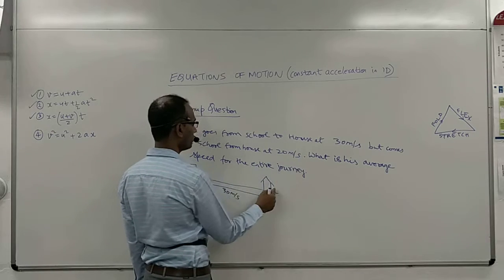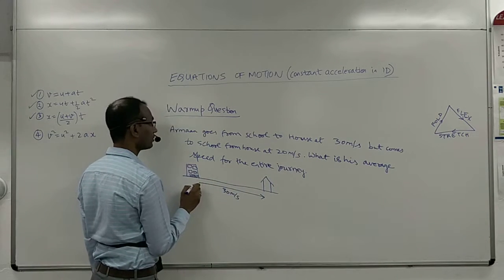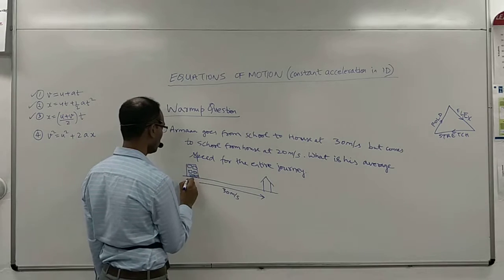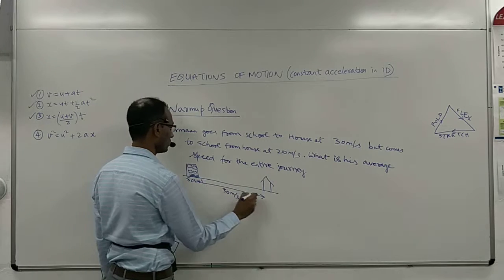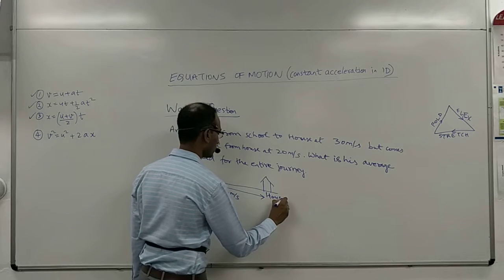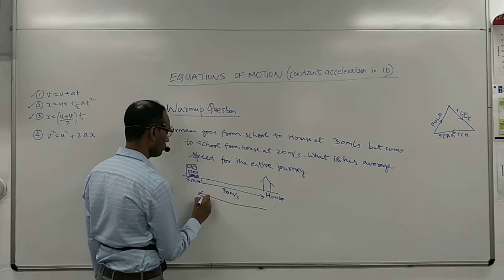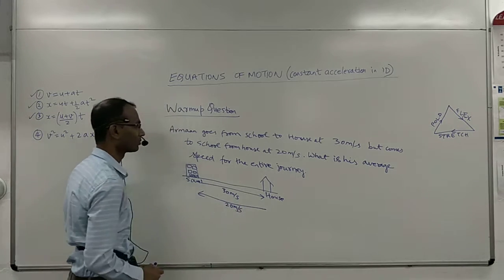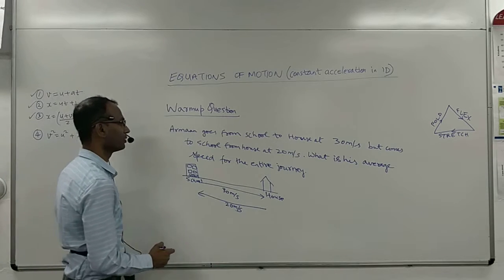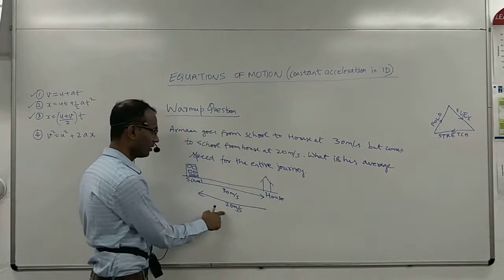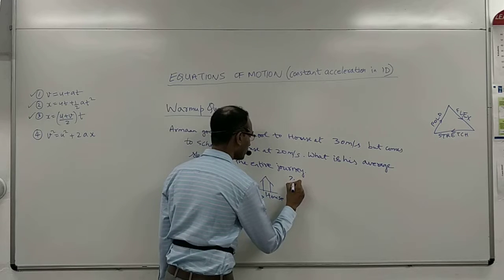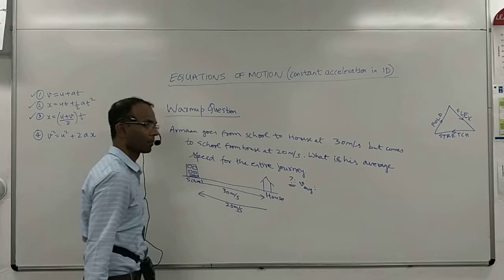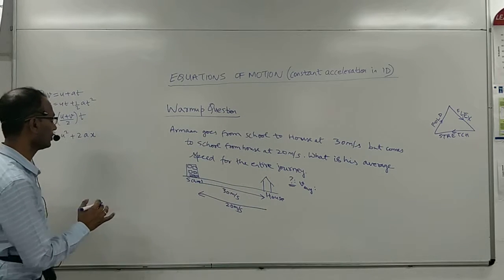He goes from school to house and comes back to school from home. So this is school, this is house, and he comes back to school from house at 20 meters per second. What is his average speed? So this is the given, and what do you have to find? V average.